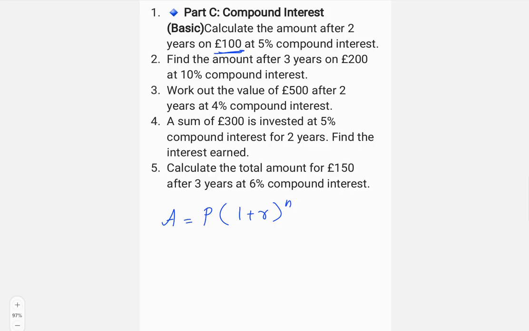We know that the principal is 100 and the rate of interest is 5%, and we're investing for 2 years, so n is 2. You can just directly put the values in here. 100, 1 plus rate. We always put the rate in form of decimals. And n means the time, 2.